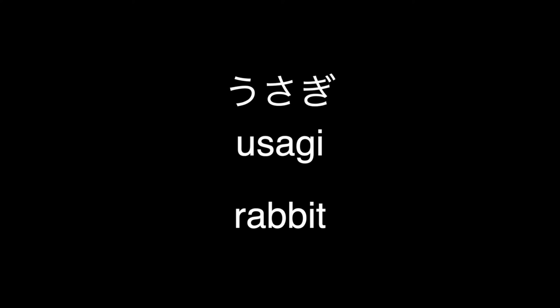So we have u, sa, and ki with tenten marks, which turns that ki into a G sound. So usagi, usagi, not usaki, usagi. Pretty easy to understand, right? If we see an S sound with tenten marks, then it becomes a Z sound. And if we see K sounds with tenten marks, it becomes a G sound.